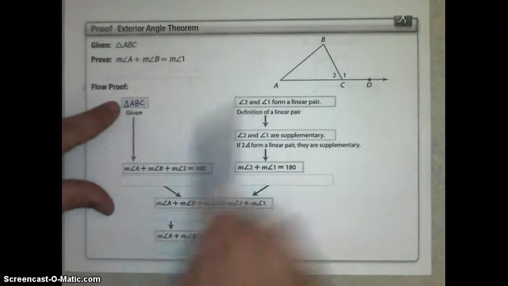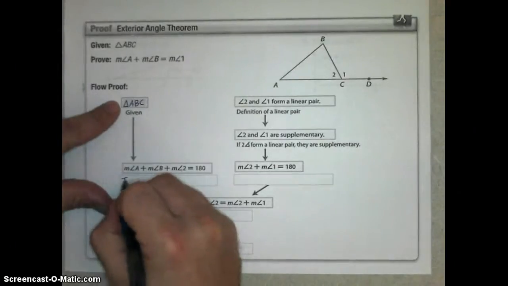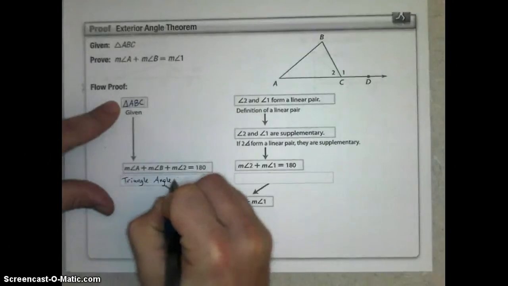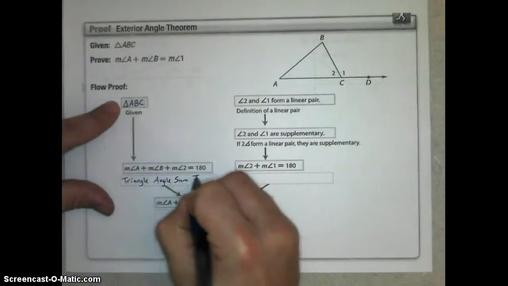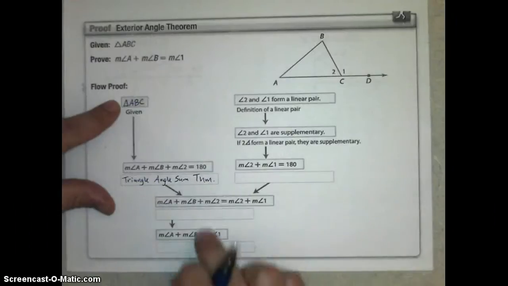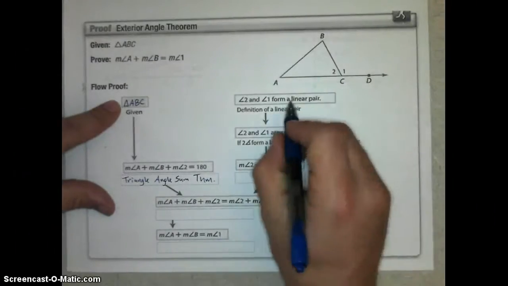So here's what we know. In a triangle, all three angles must add up to 180 degrees. That is the triangle angle sum theorem. But before I go on to the rest of this, notice that this kind of line of logic has to fill in first. Now here's what we do know.